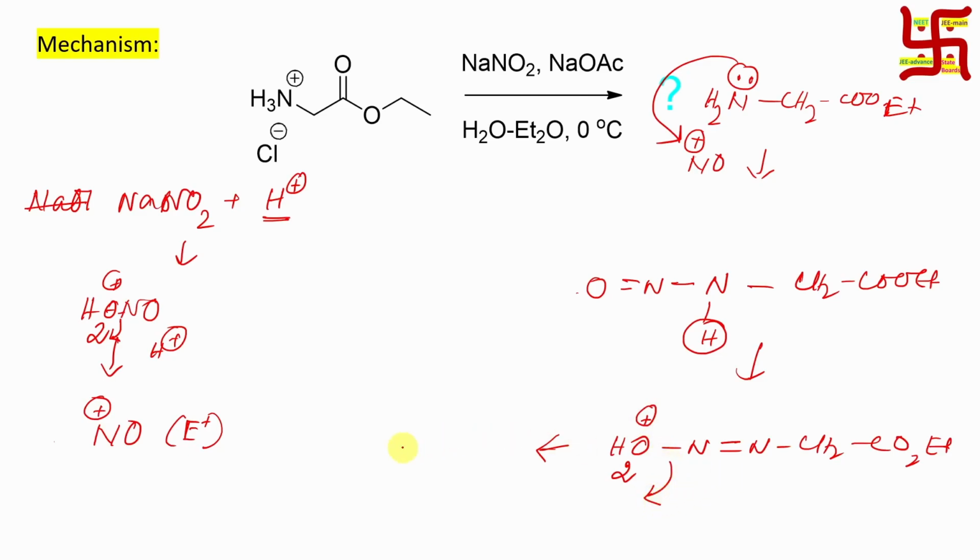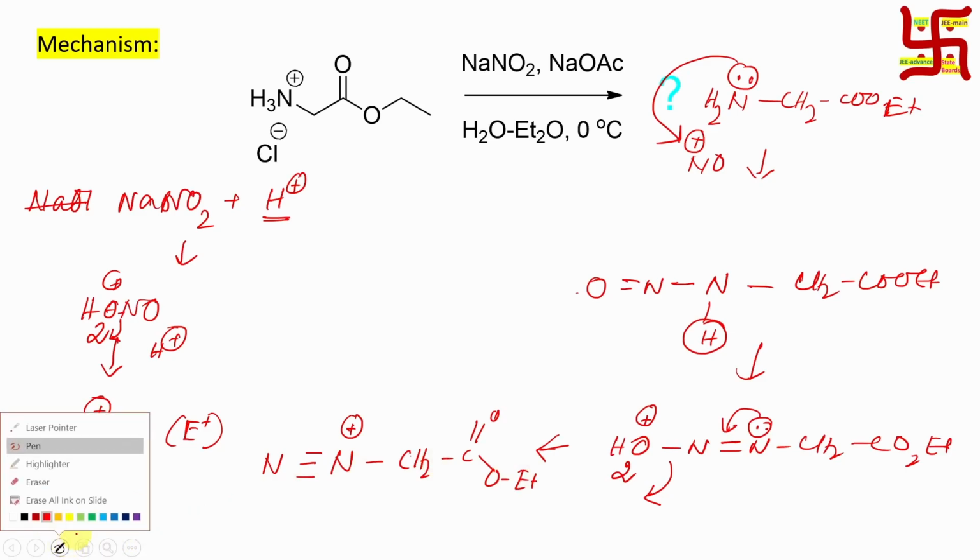So ultimately what is the product? You can expect, sir, this is the product. How? So this will push, it will leave. Now this is N, obviously carrying positive charge, CH2 COOH, sorry, COOEt. Now here your question will be, sir, is it a diazonium salt?